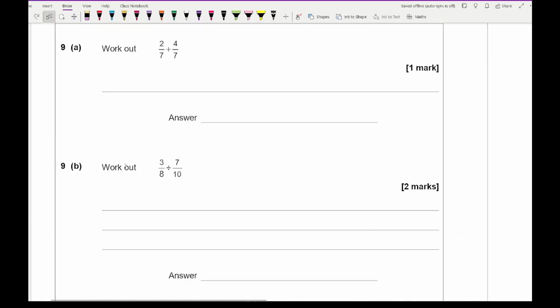Then for question 9a, adding fractions. So here we've got our denominators the same. So all I need to do is simply add the numerators together. So 2 plus 4 is 6, and it's 6 over 7, and I can't simplify that.